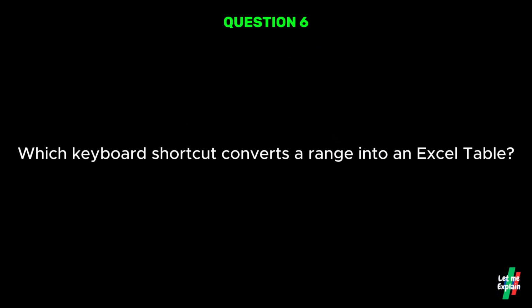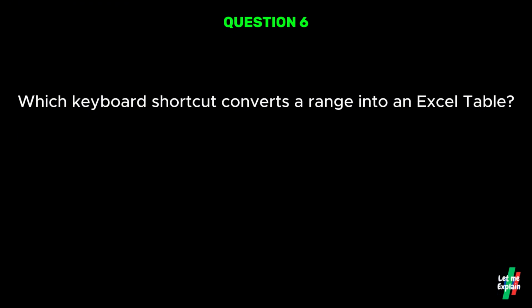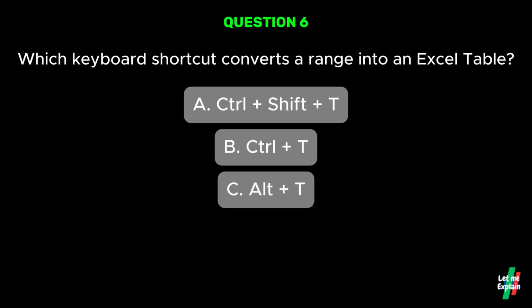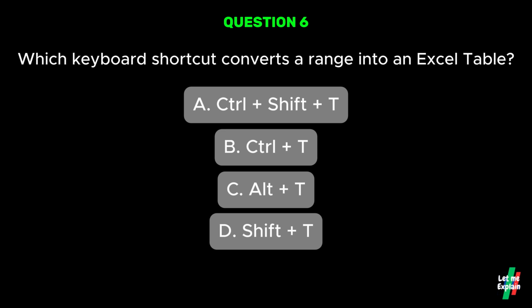Question number 6. Which keyboard shortcut converts a range into an Excel table? Control-Shift-T, Control-T, Alt-T, Shift-T. The correct answer is B, Control plus T. Excel tables provide structured references, automatic expansion, filtering, and easier formula management. Many advanced users rely heavily on tables.